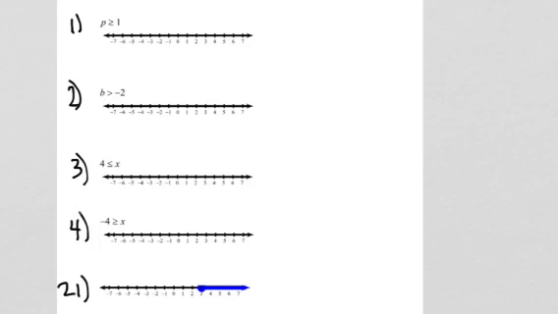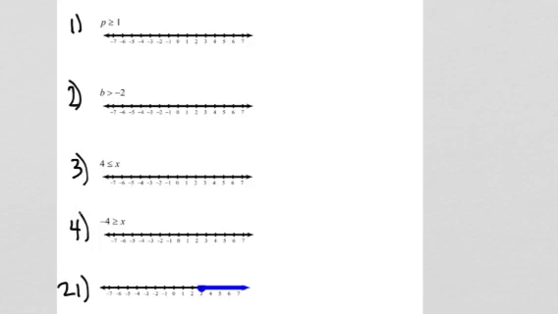This video is for worksheet 7-1 on graphing inequalities. I'm going to go through problems 1 through 4 to make sure you understand all the different possibilities. And then we're going to take a look at number 21 from the back side of the page to see what that one looks like.